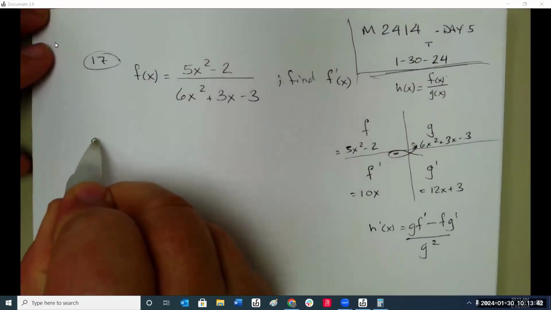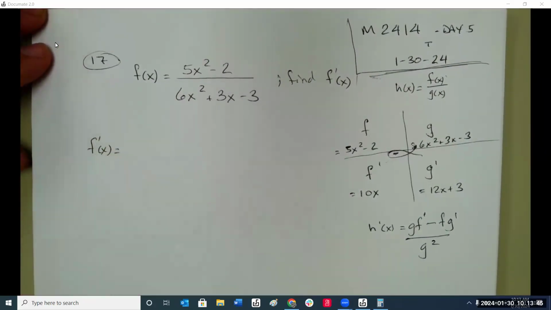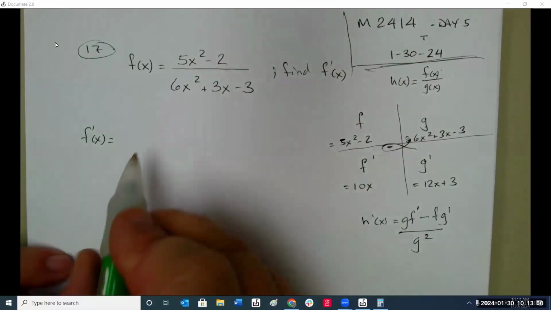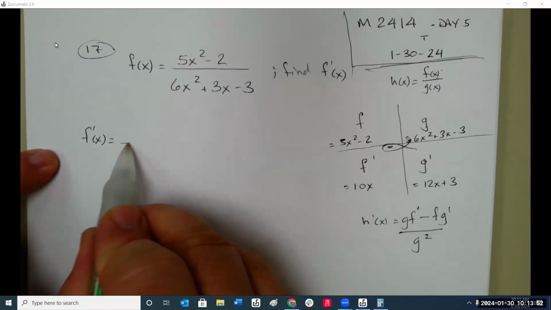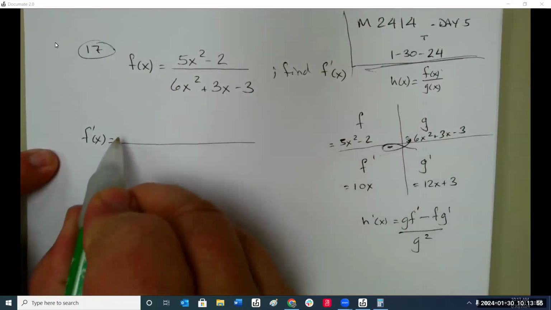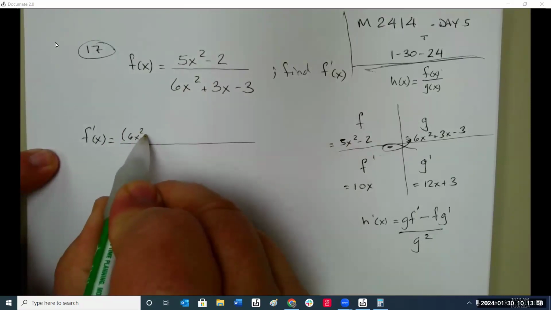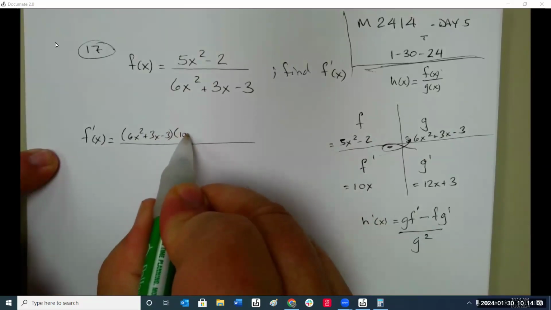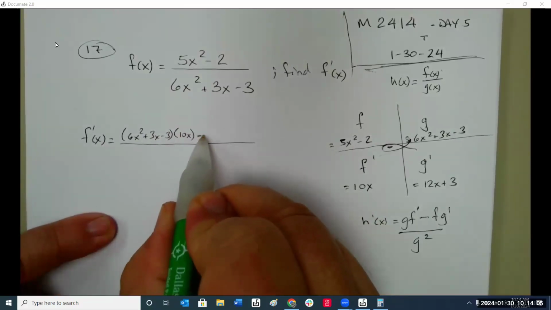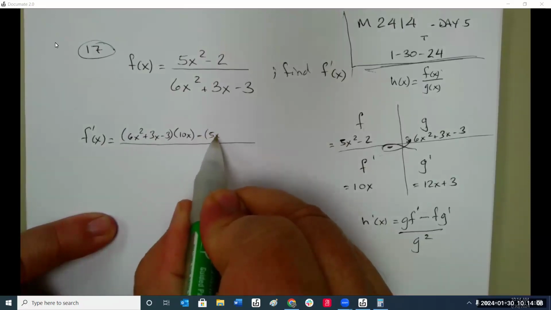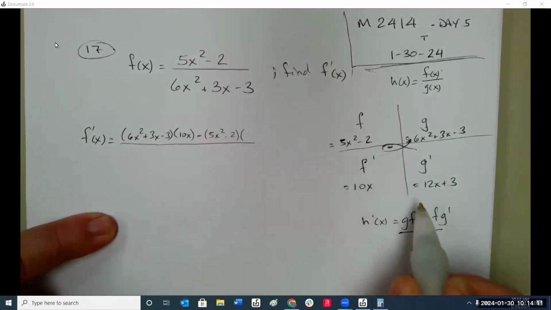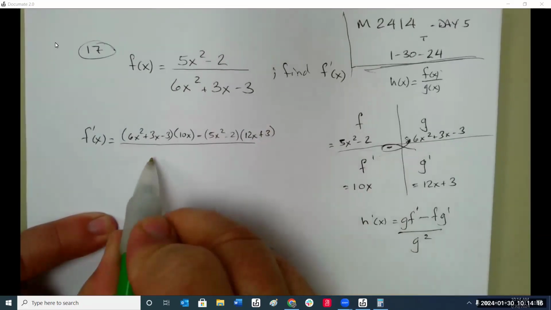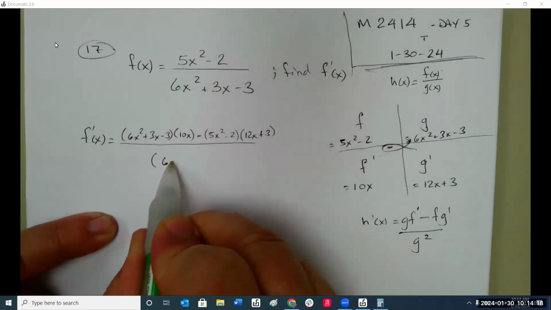So for our function, we have f prime. Shall everybody catch up? Go ahead. That was pretty quick. So we take g, which is 6x squared plus 3x minus 3, times f prime, which is 10x, minus 5x squared minus 2, times 12x plus 3. All that over our denominator squared.